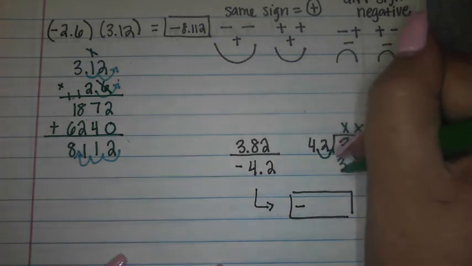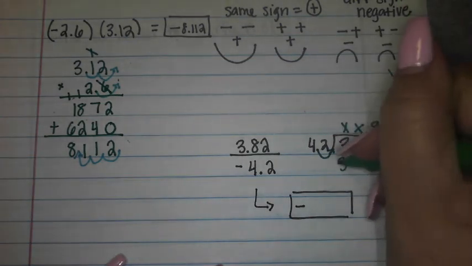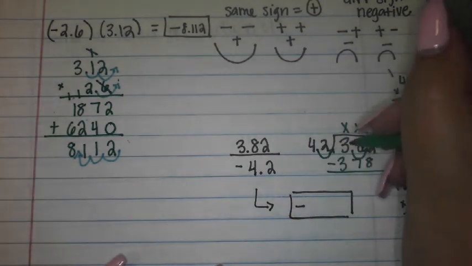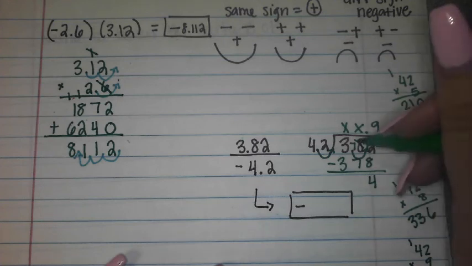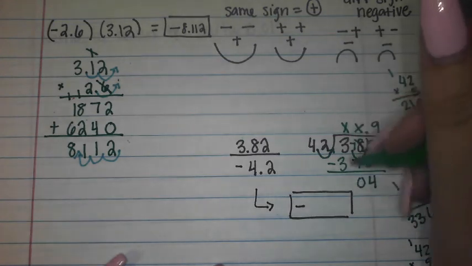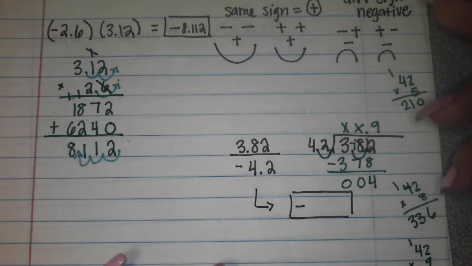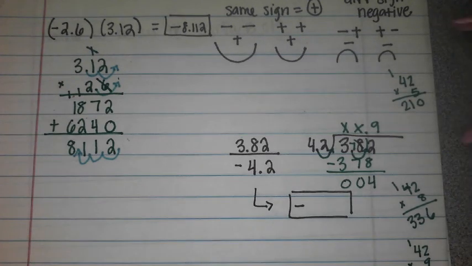So I'm going to do 378 minus, I'm going to borrow, gets me 7. 12 minus 8 is going to get me 4. 7 minus 7 gets me 0. 3 minus 3 gets me 0.